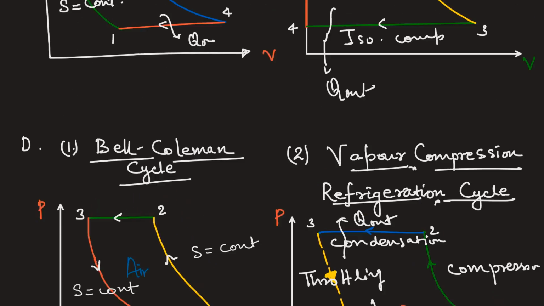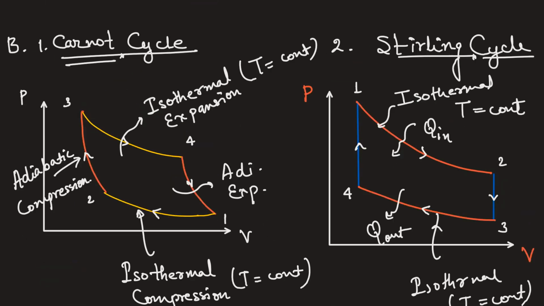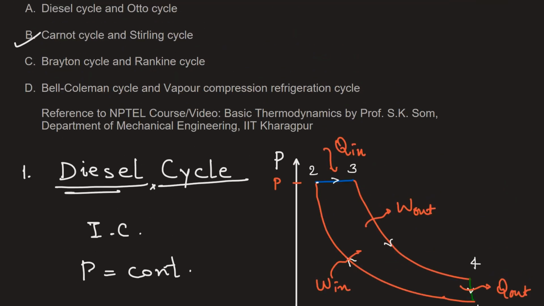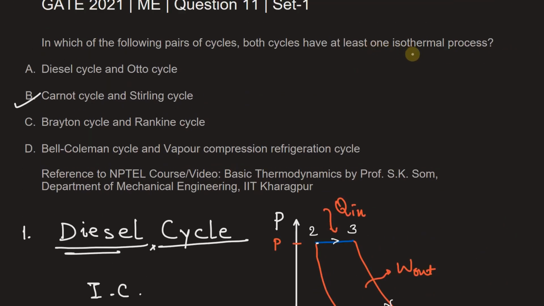Now in this problem, we saw the PV diagram of 8 different cycles, and we also saw that there are only 3 cycles in which isothermal processes take place, that is the Carnot cycle, the Stirling cycle and the Rankine cycle. Since the Carnot cycle and Stirling cycle both have this isothermal process, our correct answer is option B.